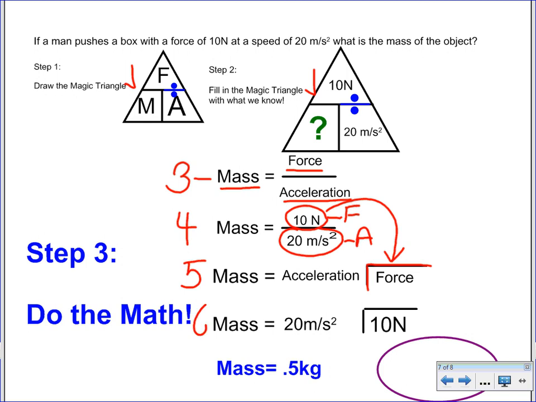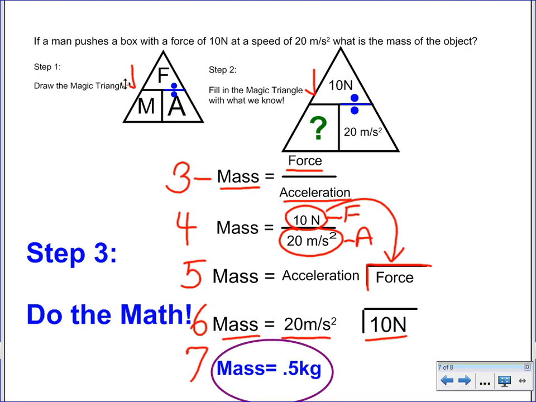So, step 6, let's fill in our numbers. We have our mass, we have 10 inside the box, we have 20 outside the box. When we divide, we get 0.5 kilograms. We need to circle our final answer. That's how many steps it takes to ensure that we get it right.